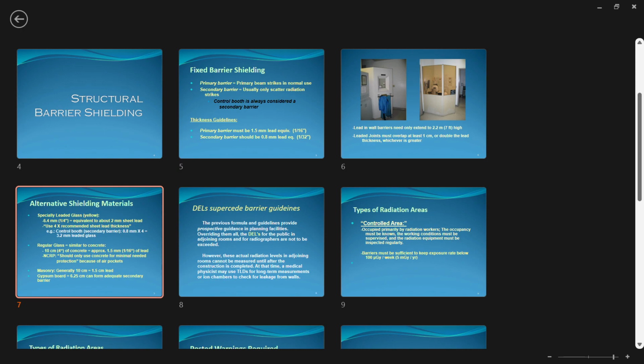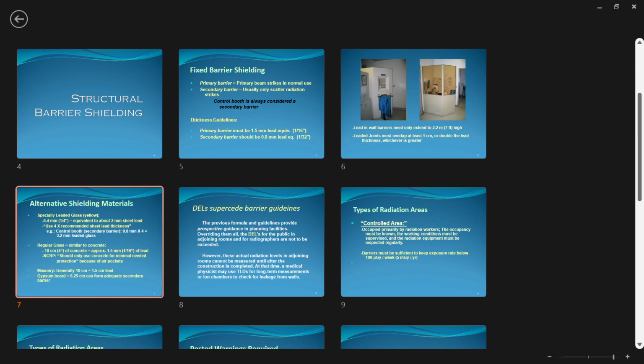So remind me again, what's a primary barrier? So a primary barrier is any wall or floor or ceiling that the X-ray beam can be pointed at, right? What's a secondary barrier? Scatter radiation. Yeah, so a secondary barrier, the X-ray beam cannot be pointed at it, right? It's only hit by scattered radiation. What's our thickness requirement for primary barriers? 1.5 millimeters or 1/16 of an inch of lead. What's our requirement for secondary barriers? 0.8 millimeters or 1/32 of an inch of lead.